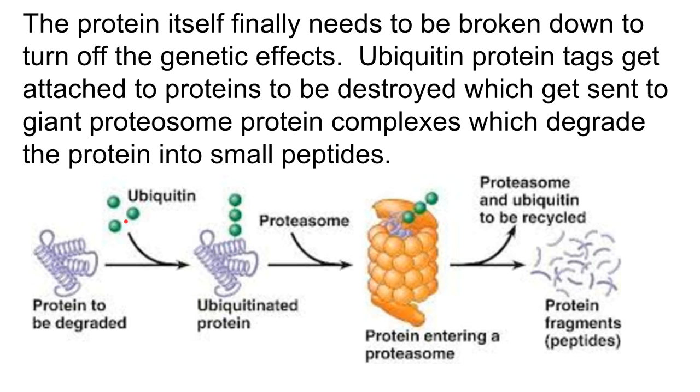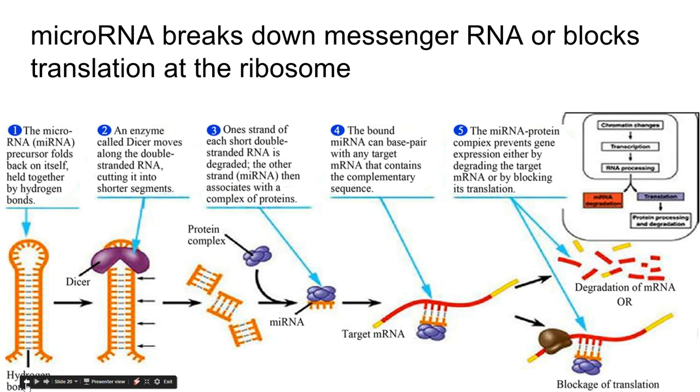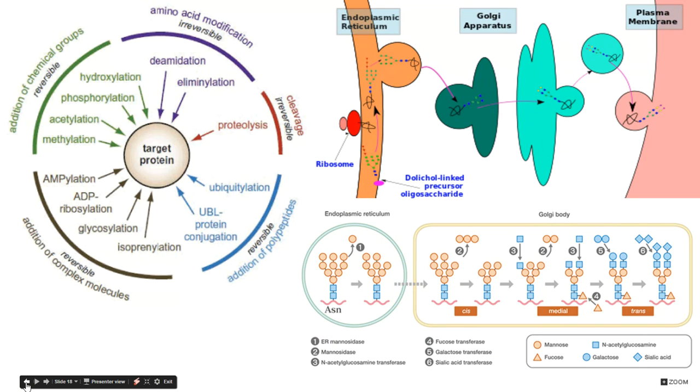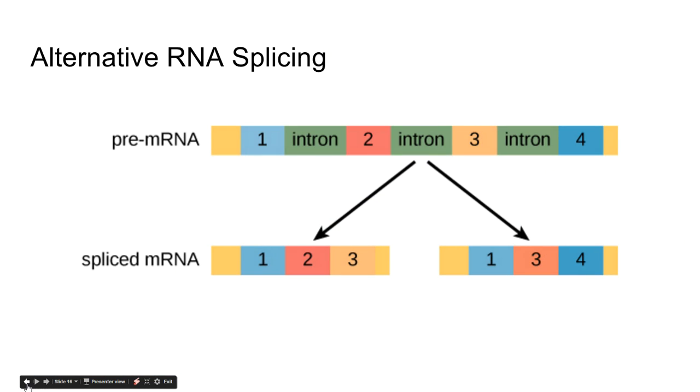So if you mutate the gene that makes this protein, you're not going to break this down. If you mutate the gene that makes the microRNA, you're not turning it off. You're not breaking it down. You don't even have to ultimately change the original gene that we're talking about. We can change the turning off through mutation. We can change so many different things.